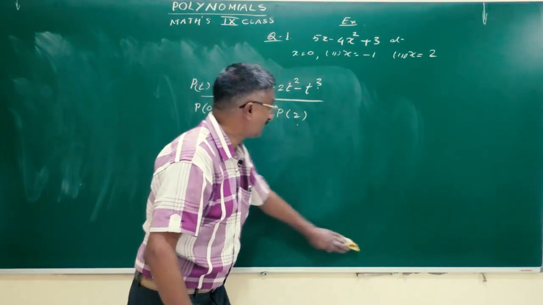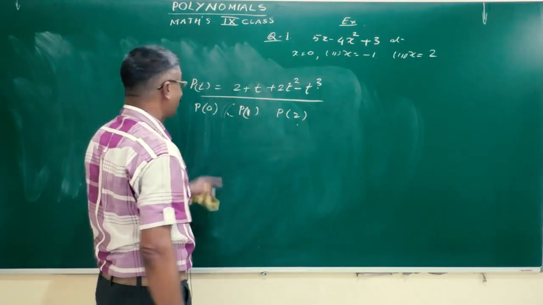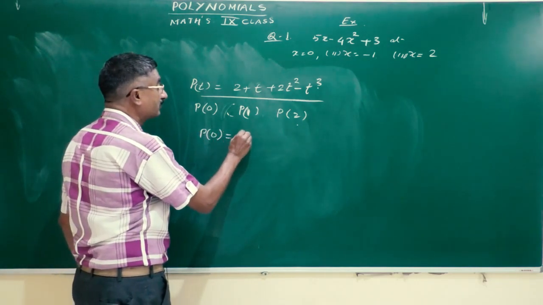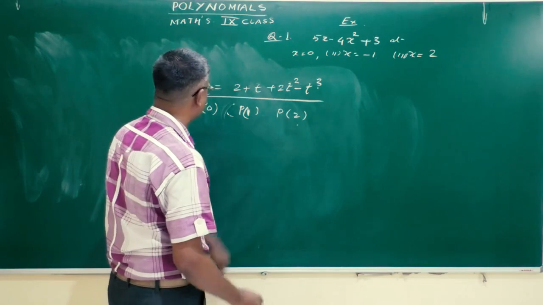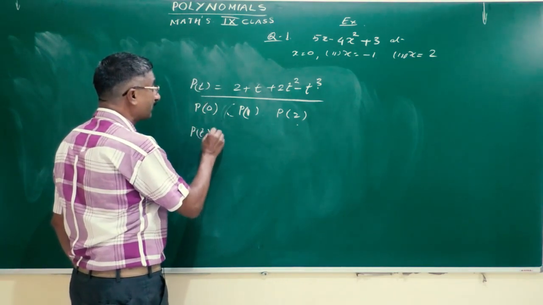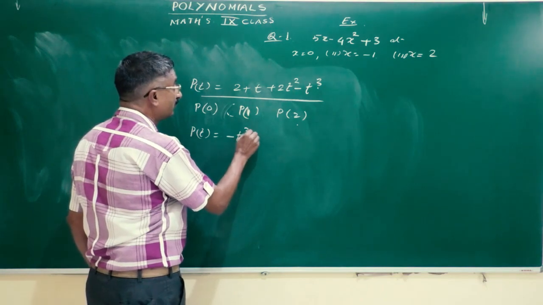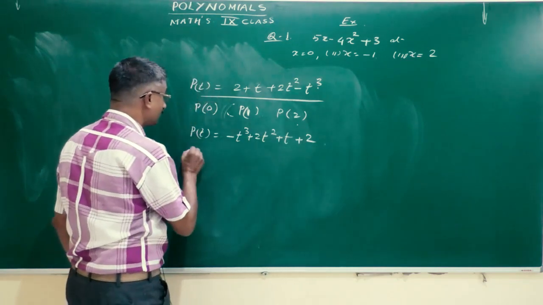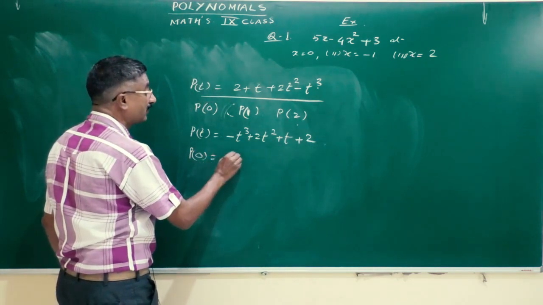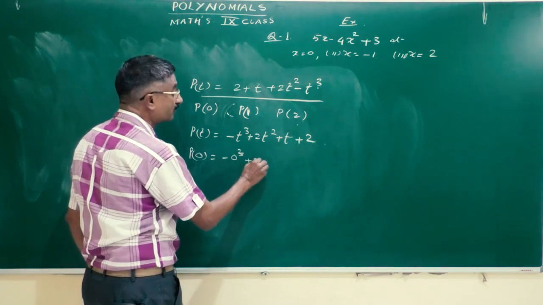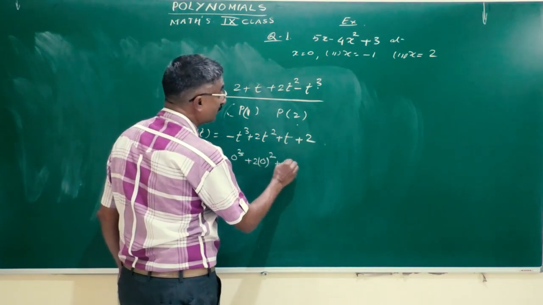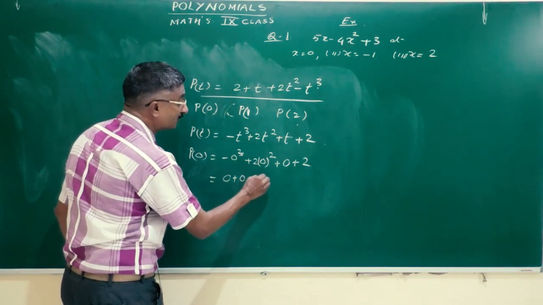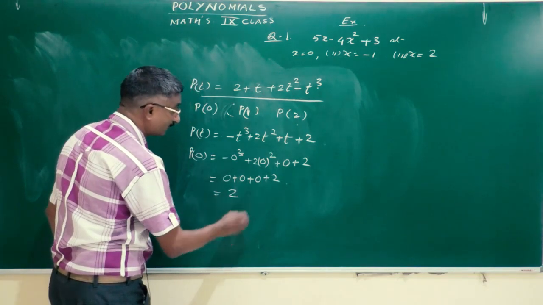अब आप बताएं कौन सा वाला करना है. So I will solve it for 0 and 1. So P of 0 is equal to, first of all we will arrange the equation so that we feel comfortable solving the problem. So minus t cube plus 2t square plus t plus 2. So P(0) is equal to minus 0 cube plus 2 into 0 square plus 0 plus 2. So this is equal to 0 plus 0 plus 0 plus 2. So the answer is 2.